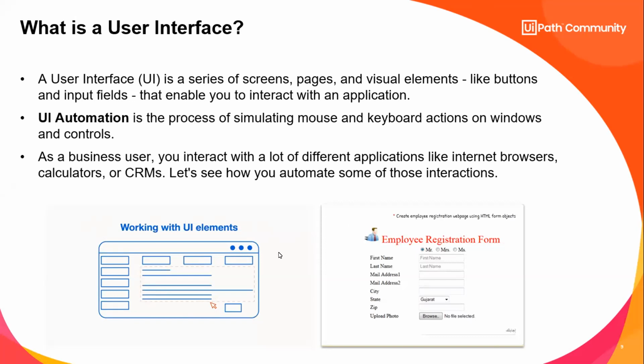This is something you can see on the screen right now. We have two pictures. There is a form which says first name. Then we have a text box, the last name. We have another text box. We have a few radio buttons. We have the drop down and we have the browse button.